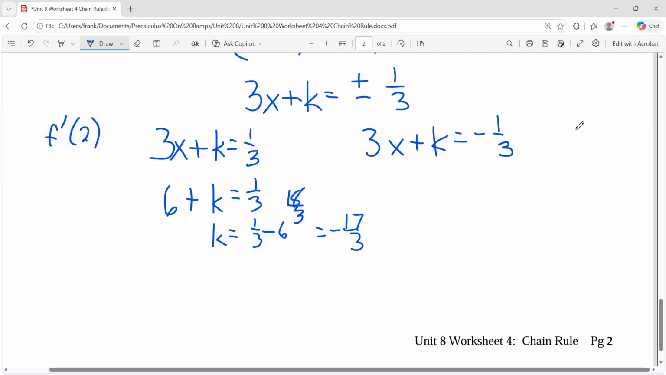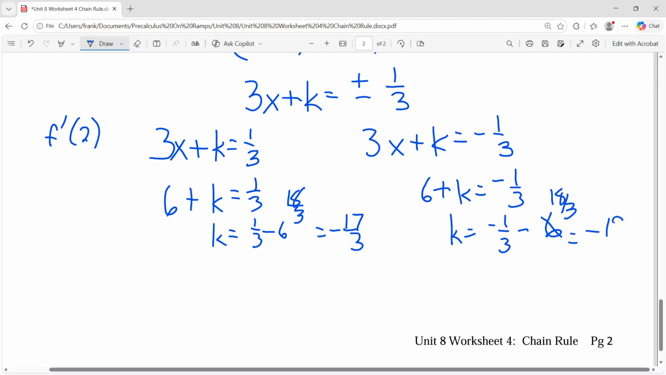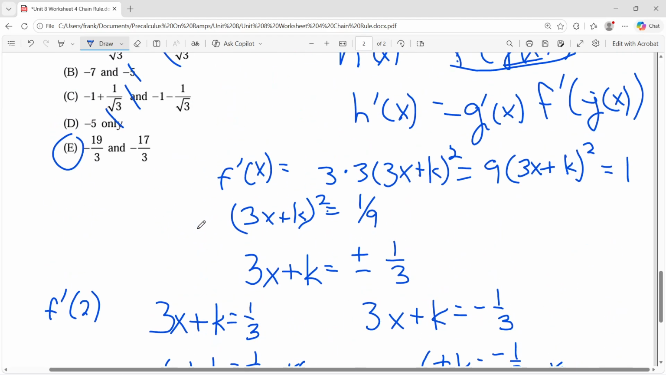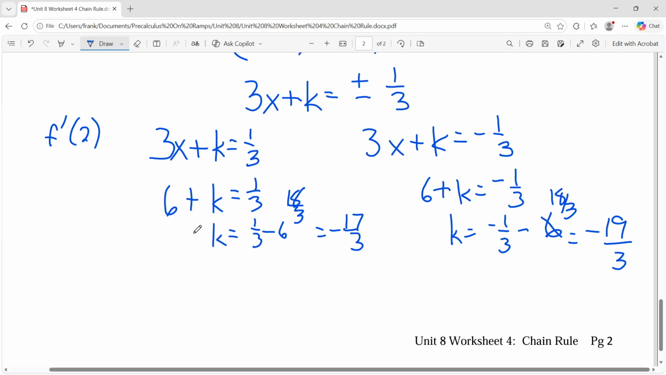Again, put in 2 for x. 6 plus k equals negative 1/3. K equals negative 1/3 minus 6, which I can rewrite as 18/3. Negative 1/3 minus 18/3 equals negative 19/3. And I just verified E. If it had come out to something different, then I'd have to maybe rethink. Maybe I made a mistake on the first part of that.